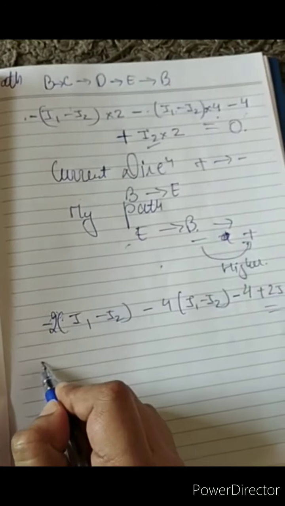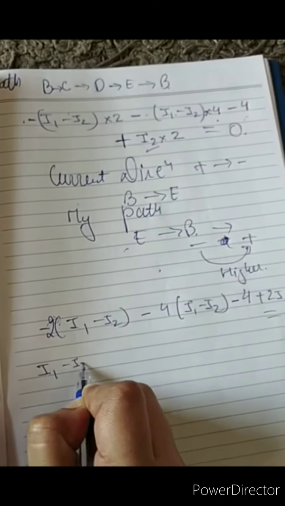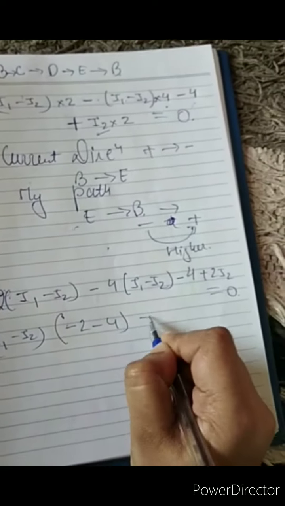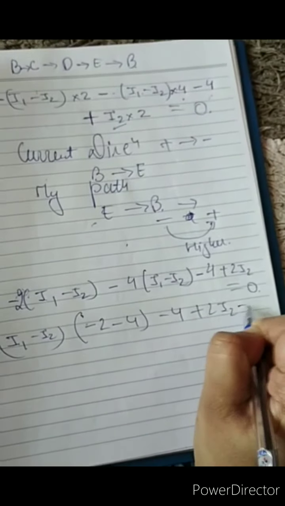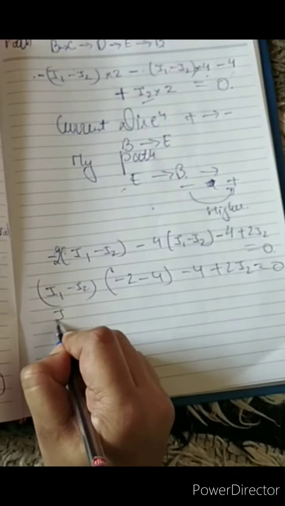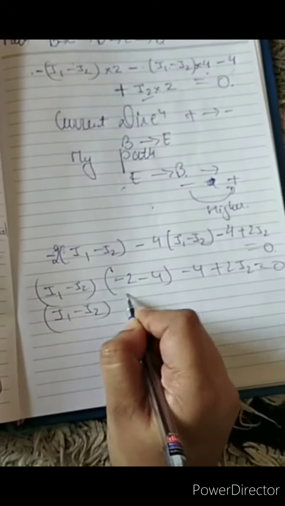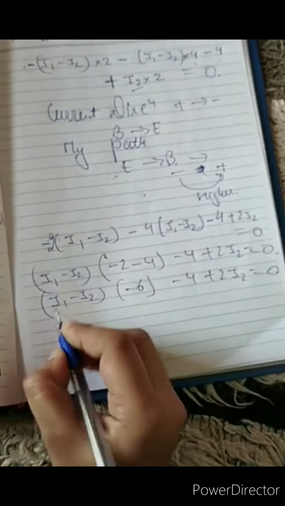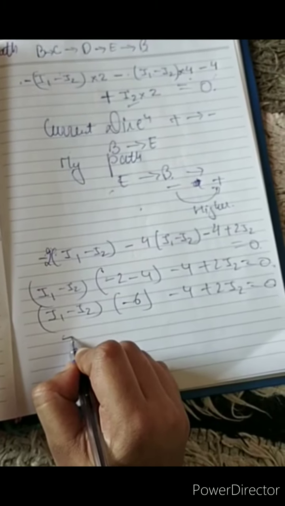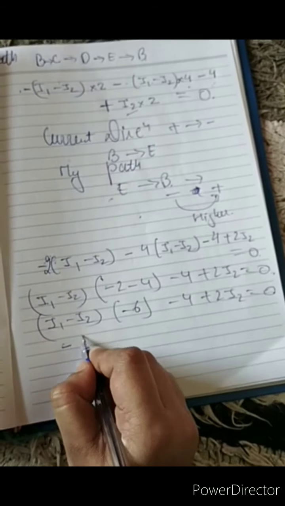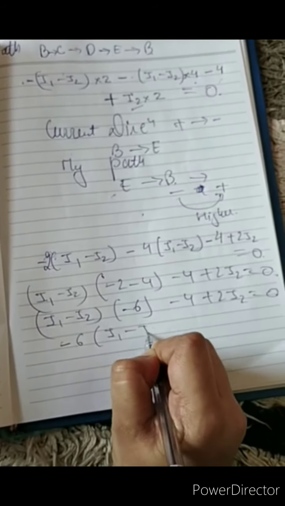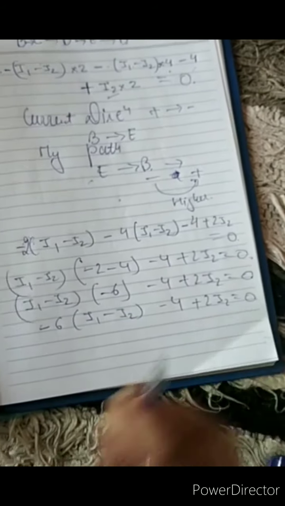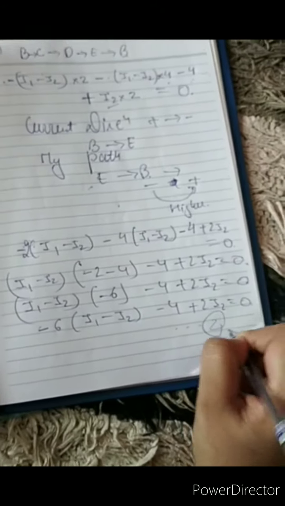So let's take this common, I1 minus I2 common, and I'm left with minus 2 minus 4 plus 2I2 is equal to 0. So now it will be minus 6 into I1 minus I2 minus 4 plus 2I2 is equal to 0. So this is my equation number 2.